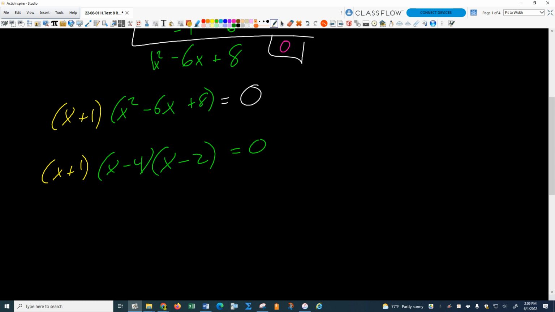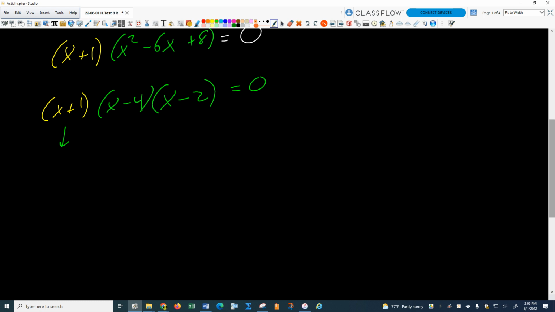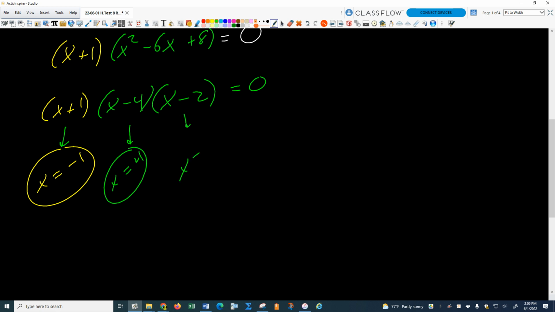Okay, what are our zeros? Well, that one we already knew. They gave us -1, right? But these are the ones we didn't know. X equals 4, x equals 2. Okay? Did we have to write that whole thing down?